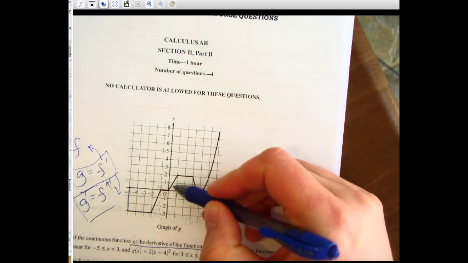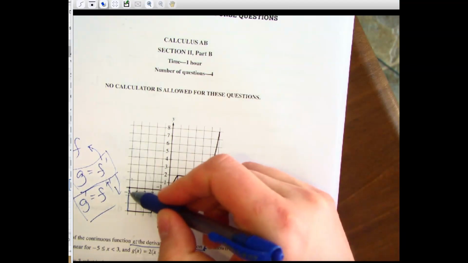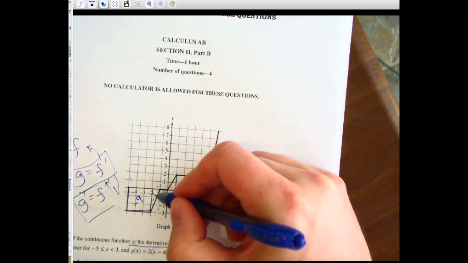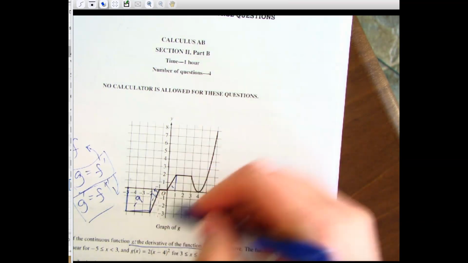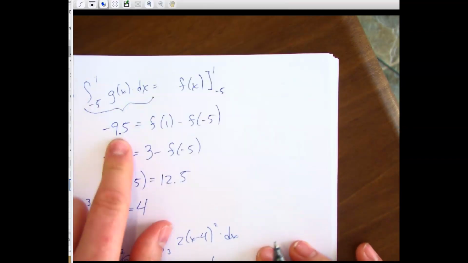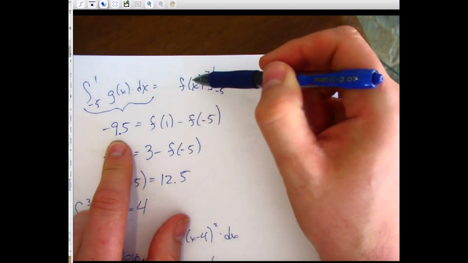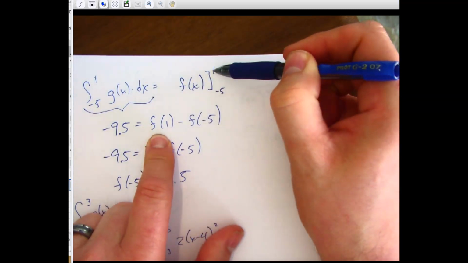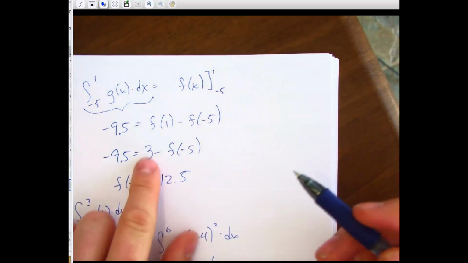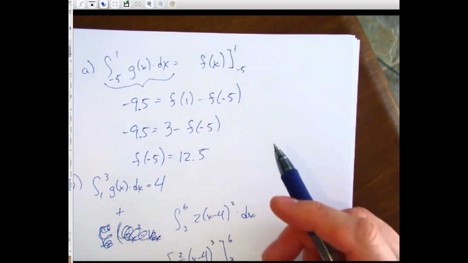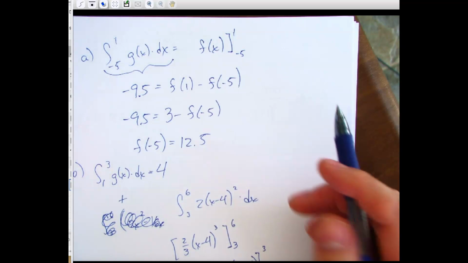Well, how'd you get -9.5? Well, I'm just counting. Between -5 and 1 is this area here. So right there is -9. I'm just literally counting those boxes. This is -1.5, and this is 1. So if I add all those up, I know that integral is -9.5. And then I know algebraically, when I integrate g of x, I get f of x. And the way we solve that is plug in the top number minus plug in the bottom number. Well, they gave me that f of 1 is 3. And then you can work out, it's just algebra from there. The hard part is certainly setting it up.